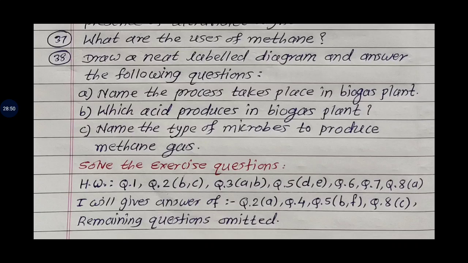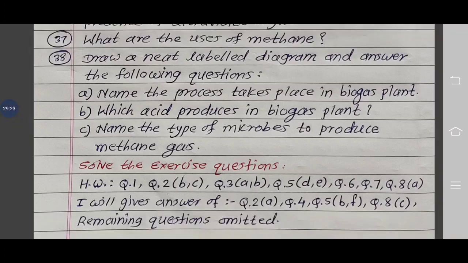Question number 1. Question number 2, B and C options. Question number 3, A and B options. Question number 5, D and E options. Question number 6, question number 7, question number 8, A. I will give answers for question number 2A, question number 4, question number 5, B and F, question number 8, C. And the remaining questions are all omitted. All are getting? Remaining questions omitted.